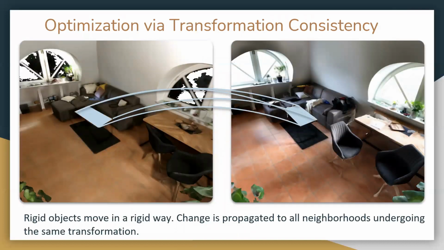That is why the need for an optimization step is imperative. We introduce a novel geometric consistency constraint to propagate changes. Towards that, we examine all neighboring regions of initial detections acquired via render and compare. If they obey the same rigid transformation as the initial detections, they should also be labeled as changing, since rigid objects move coherently.